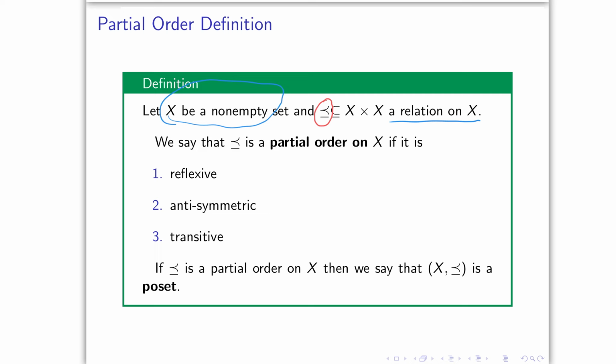And remember what a relation is. That should be familiar from a course in discrete mathematics. It means that the relation is a subset of the Cartesian product of a set with itself. So that's what it means to be a relation. And again, because I hope that is familiar from a previous course, I won't explain that any further. What it is to be a partial order on X is that the relation must be reflexive.